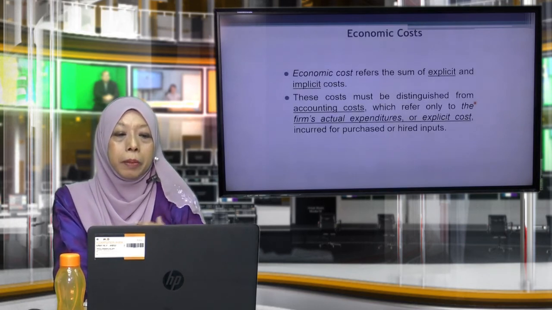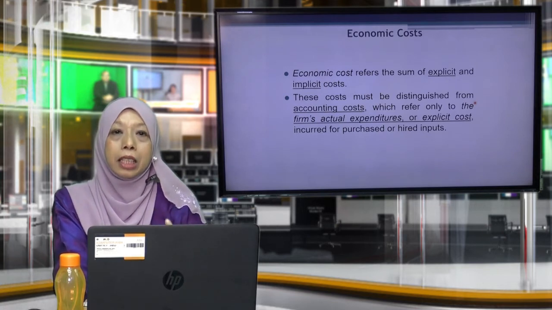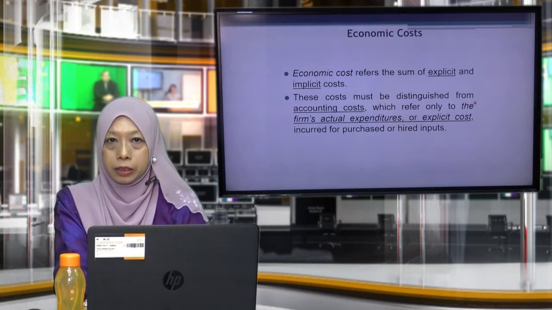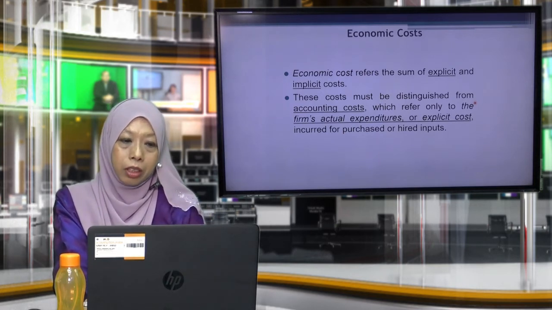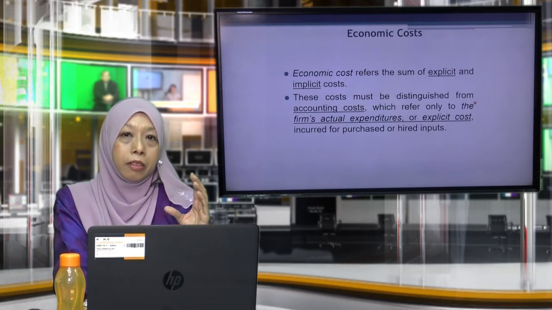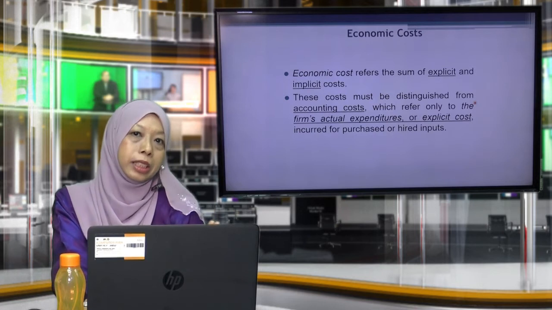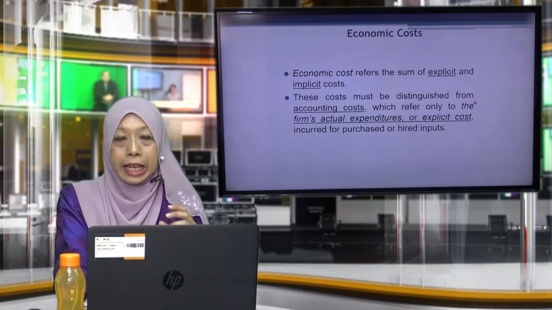Okay, so now that we have looked at the difference between explicit cost and implicit cost, what we're going to do is look at the different definitions of cost from the point of view of economists and accountants. So let's start with economic cost. Economic cost refers to the sum of explicit and implicit costs. This cost should be distinguished from the accounting cost, because accounting costs only focus on the actual expenditure of the firm, or we say it as explicit cost.